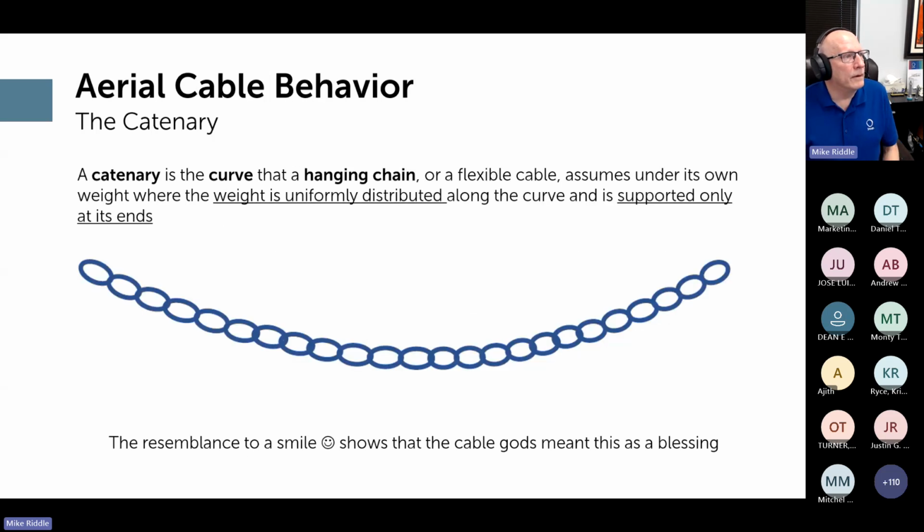Now we're going to talk about aerial cable behavior, and we're going to start off with a catenary. A catenary is the curve that a hanging chain or a flexible cable assumes under its own weight, where the weight is uniformly distributed along the curve, right? So the cable's weight is uniformly distributed along it. And the cable, or in this case, the chain, is supported only at its ends. Looks like a nice smile, doesn't it?